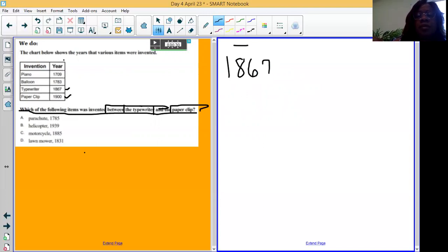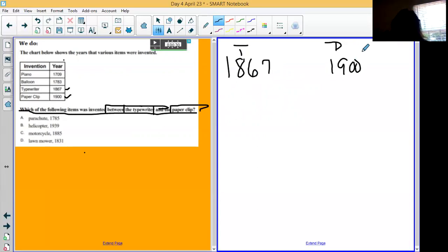And that's my typewriter. The paperclip is 1900. I'm going to pause and give you a moment to write down what I have. Make sure you have queued your problem as well. If you need additional time, please pause your video.